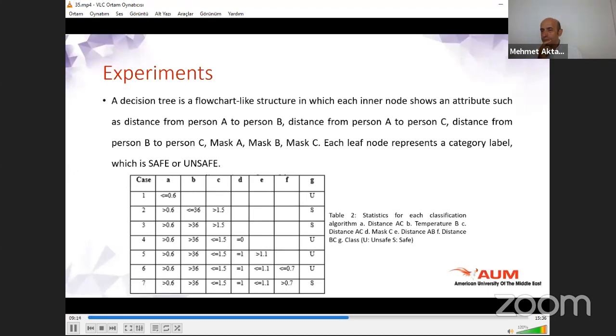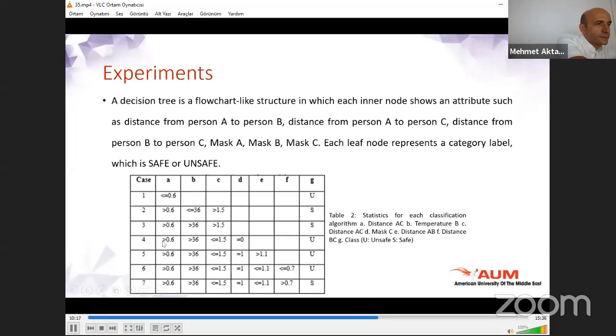Here, in the first case, the distance was less than 0.6, or 0.6 at most. Here, the prediction was unsafe. Second case, the distance from person A to C was greater than 0.6 meters, the temperature of person B is less than 36, and the distance from A to C was greater than 1.5 meters. So in this case, the system predicts safe.